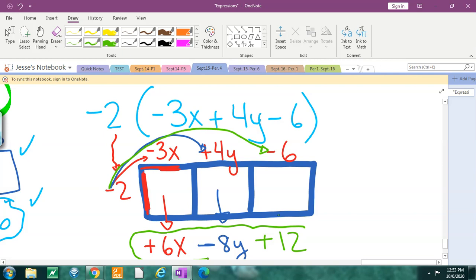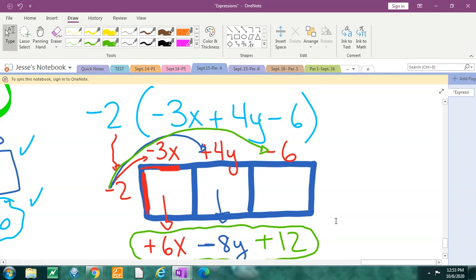No, because they have different variables. Remember? And now we're going back to what we learned. We got how many terms? 3 terms. Which one's your constant? The 12. Which one's your coefficient? That's the one next to the letter. 6 and negative 8. Which ones are your variables? X and Y. See how it all meshes together?